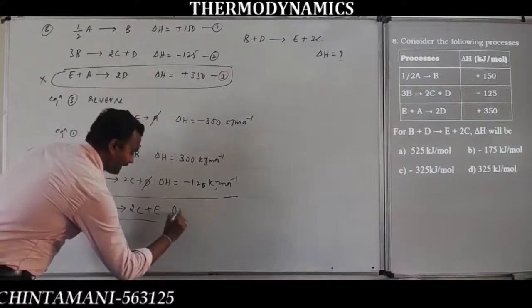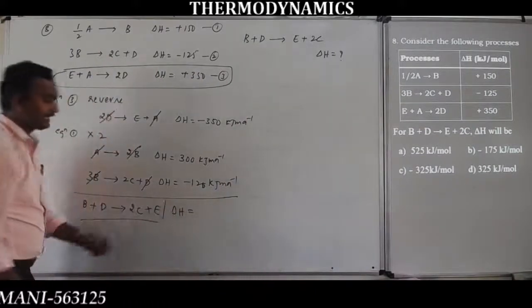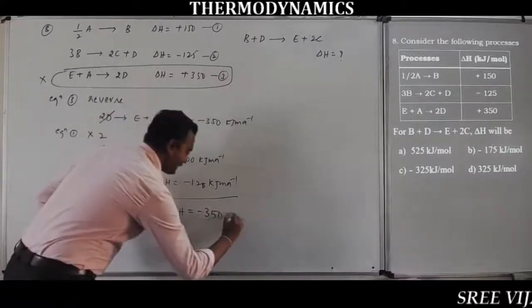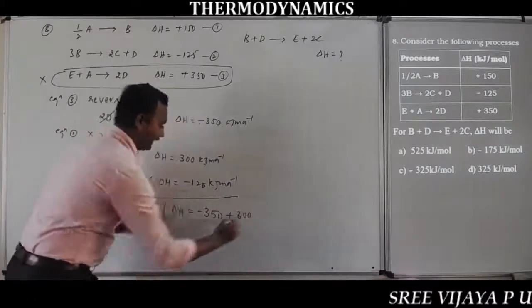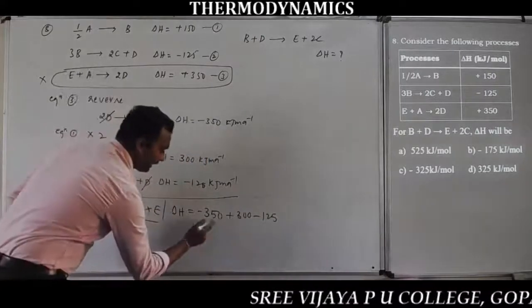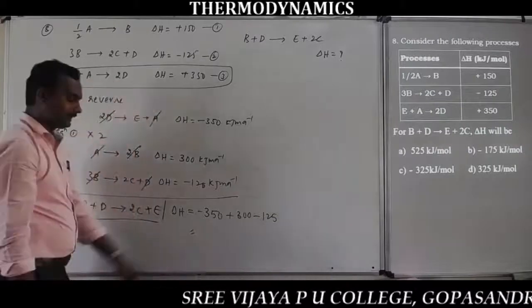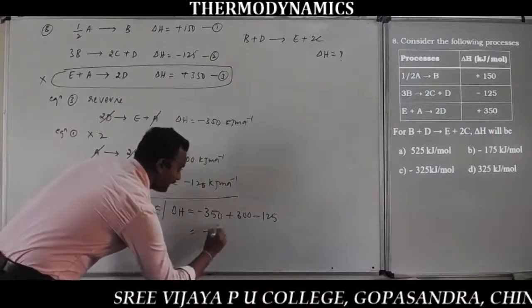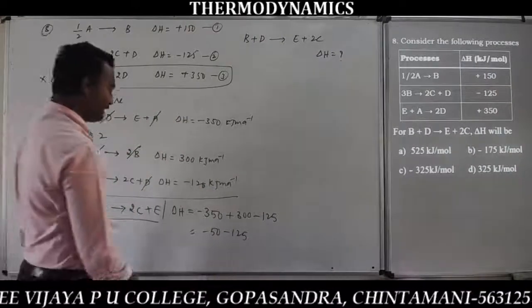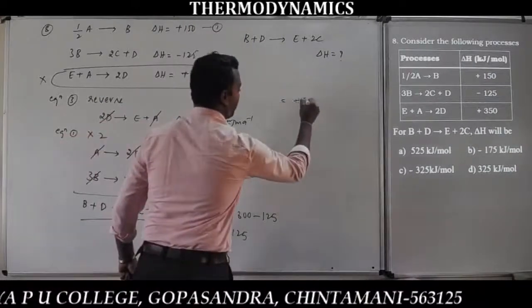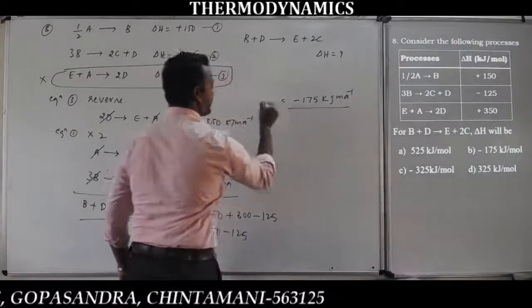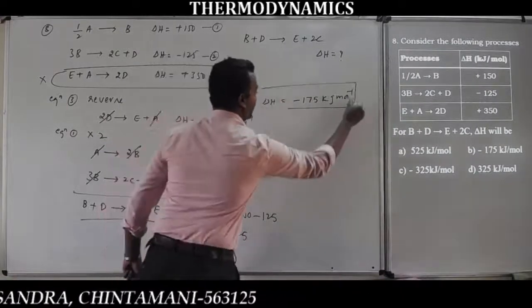So now we can calculate delta H for this. If we calculate delta H, what do we get? Minus 350 plus 300, again minus 125. That is equal to: minus 350 plus 300 gives minus 50. So minus 50 minus 125, you will get minus 175 kilojoule per mole. That is the delta H for the given equation.